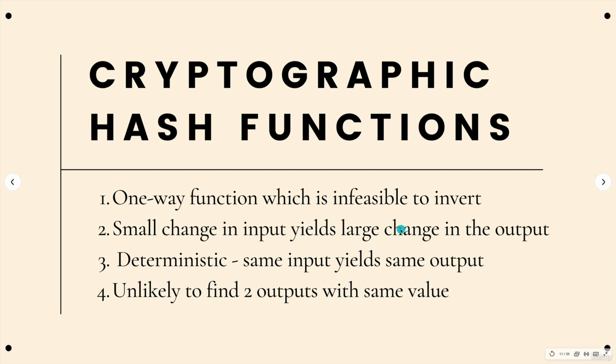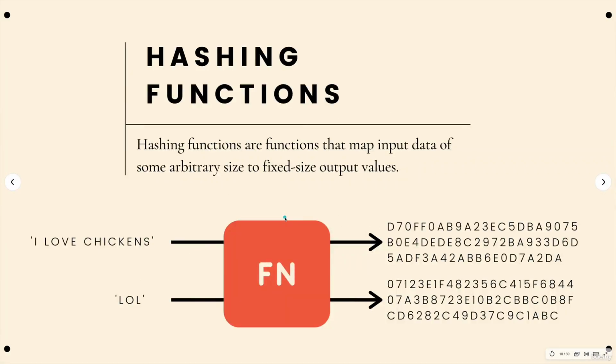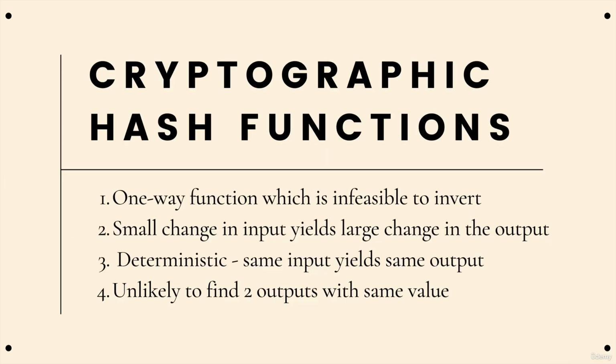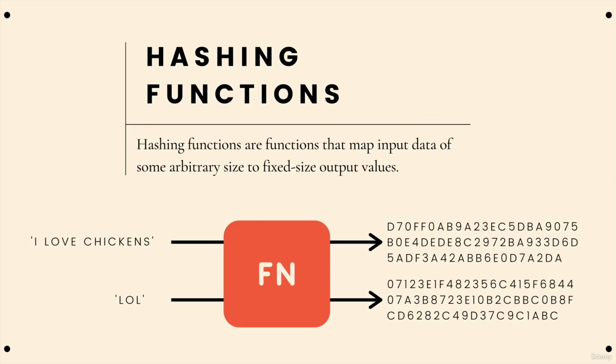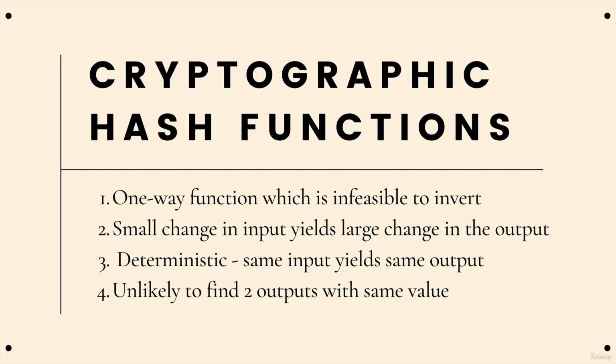Also, a small change in an input should yield a large change in the output. It goes along the same lines, right? I shouldn't be able to guess I love chickens yields this. I should not be able to guess what I love chicken will yield. They shouldn't be connected. And then also, it should be unlikely to find 2 outputs with the same value. We want to avoid collisions whenever possible. So mathematically, with these hashing functions, it is possible to have collisions, of course, but the probabilities are so low that we really don't need to worry about it. Anyway, those are the basic rules of cryptographic hash functions.